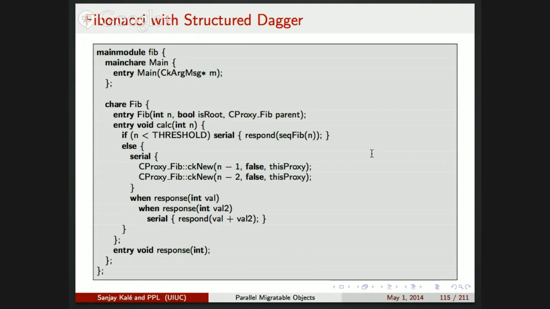And this might be related to your previous question: we're saying that this Fibonacci class has a calc entry method, and it has this response entry method. It just so happens that the response is used in the SDAG code. So the response entry method takes some int, and when it's called, if we're ready for a response, it'll trigger these when blocks. Now, if that wasn't in serial, and there was some parallelism to take advantage of, Charm would have exploited that.